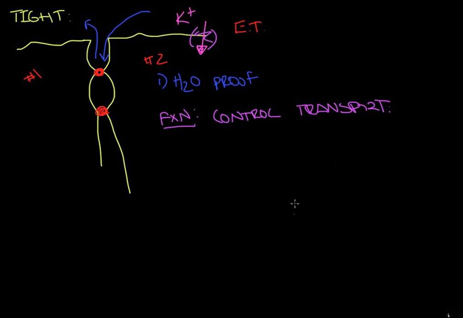The second one is called a, there's actually 2 names for it. It is called a desmosome. Excuse my writing. Or what I like to call it is an anchoring junction.